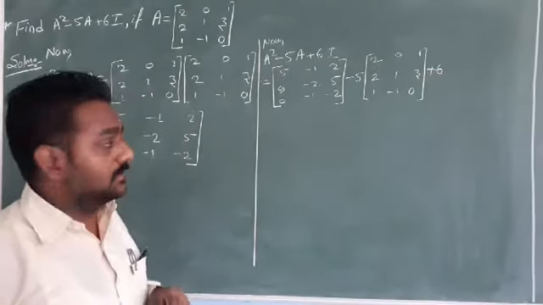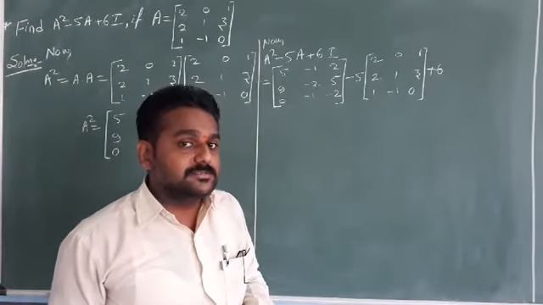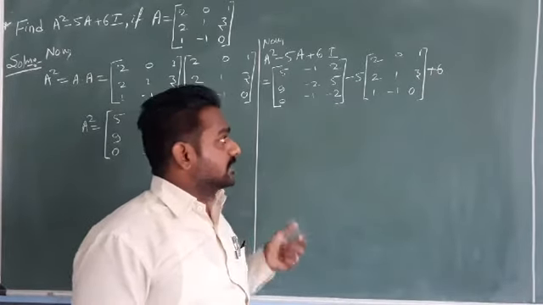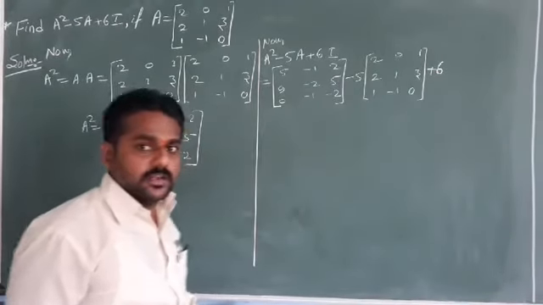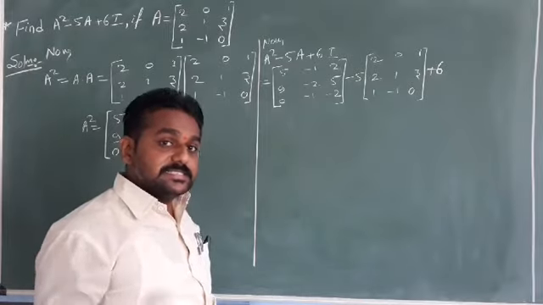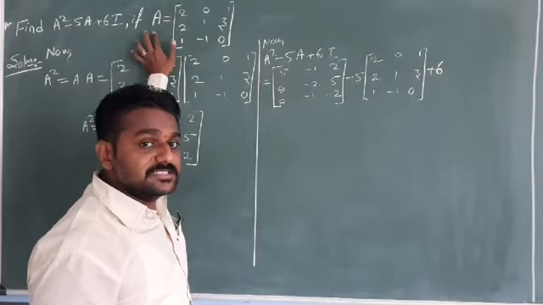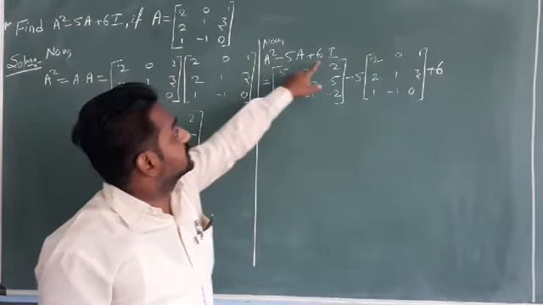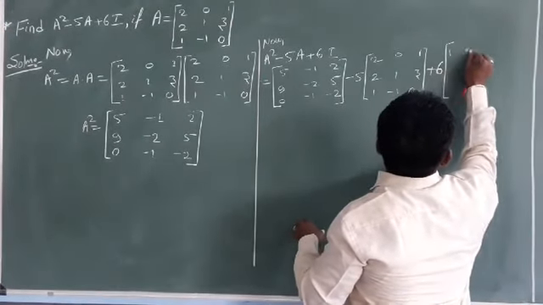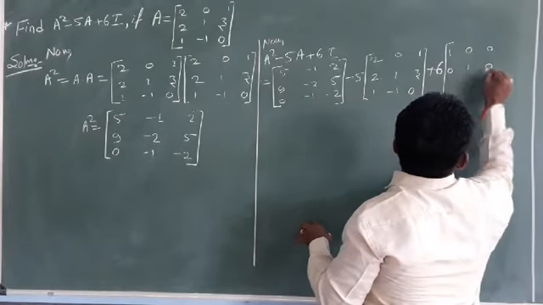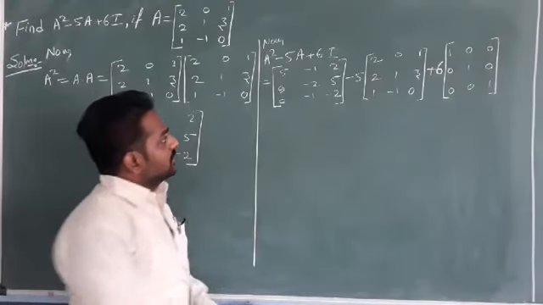Plus 6 into I. So what is I here? It is the identity matrix. Of what order, students? In the last session I said that if an identity matrix exists in the given expression, you have to consider its order the same as that of the given matrix A. So here matrix A is of order 3 by 3, so I is also 3 by 3. So 6 into the 3 by 3 matrix, that is 1 0 0, 0 1 0, 0 0 1. This is the identity matrix. Okay, now do the calculation, students.